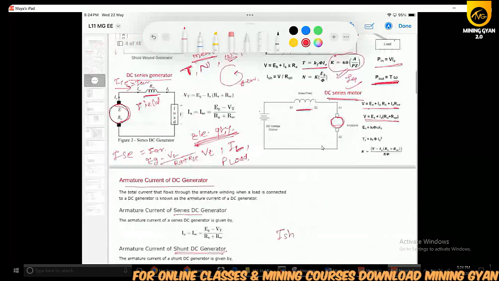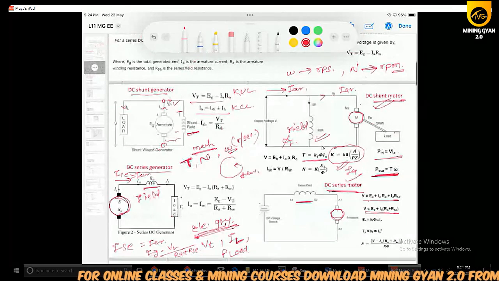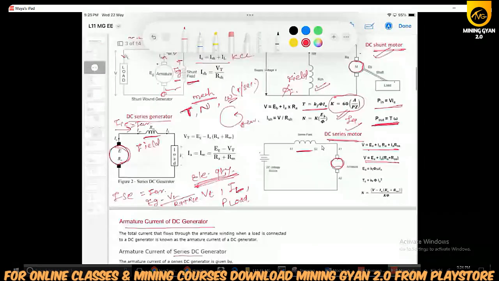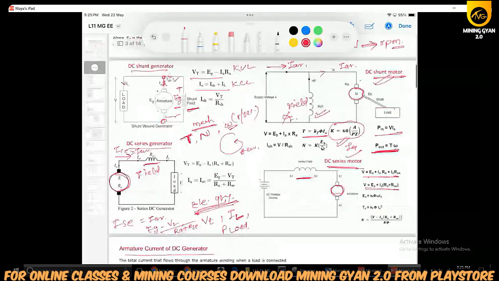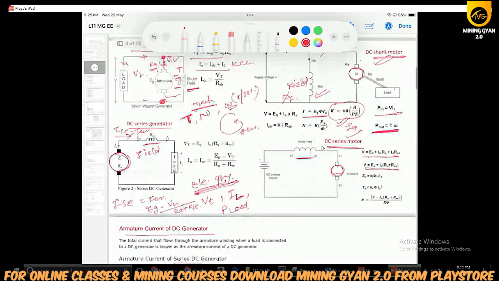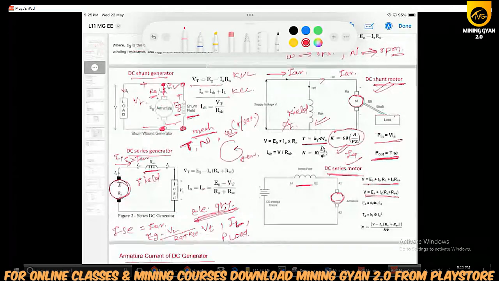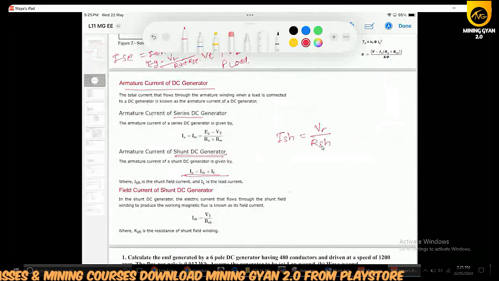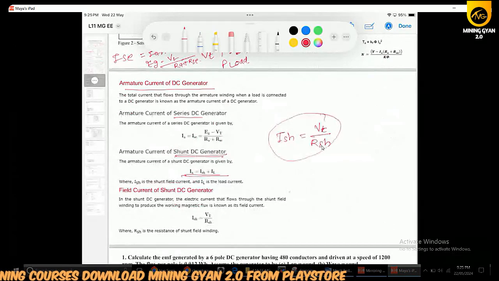This is across these two terminals, means what is the voltage? EG only. But if you have RA here, that is the resistance of the armature winding, then EG will not be equal to VT. So across these two terminals, the voltage will be VT. Then ISH will be, across these two terminals also, the total voltage VT only. Then ISH will be VT divided by RSH after applying Ohm's law. So this is the thing.